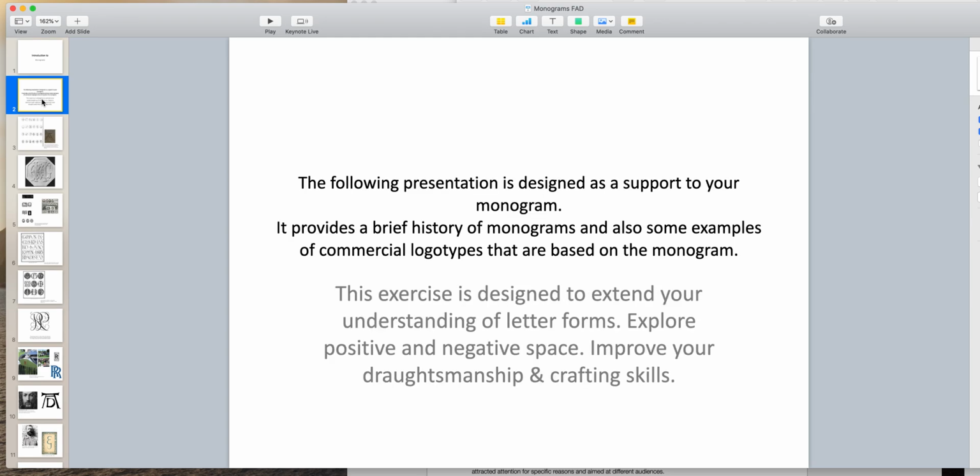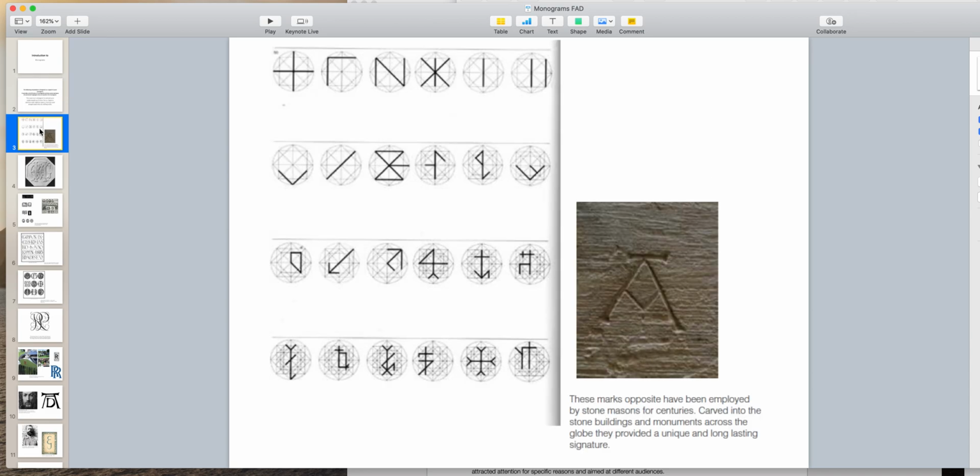The following presentation is designed as a support to your monogram. It provides a brief history of monograms and also some examples of commercial logo types that are based on monograms. This exercise is designed to extend your understanding of letter forms, explore positive and negative space, and improve your draftsmanship and creative crafting skills.